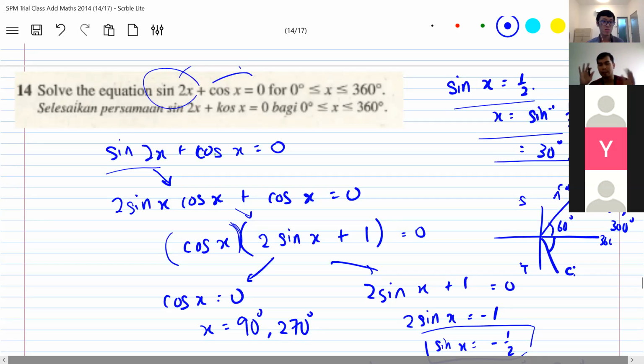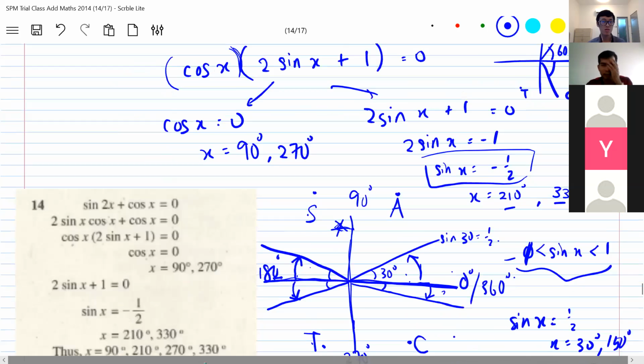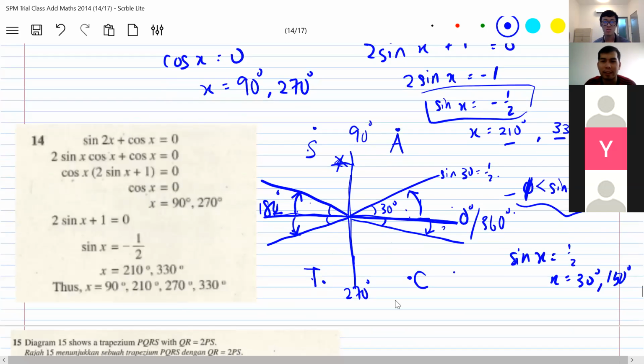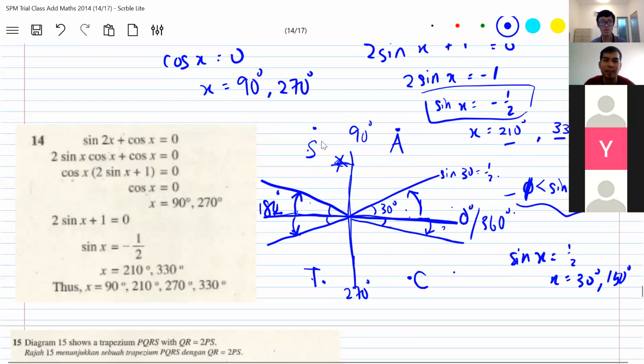It's a little bit tricky, a little bit to grasp. You can take a screenshot of this. I think it's very useful even for me. So you have the ASTC, you have how it works, the arrows, depending on which quadrant you are looking for. If it's in the first quadrant, you plus 30 or whatever reference angle you have. So there you have it. You have 210, 330, and 90, 270.